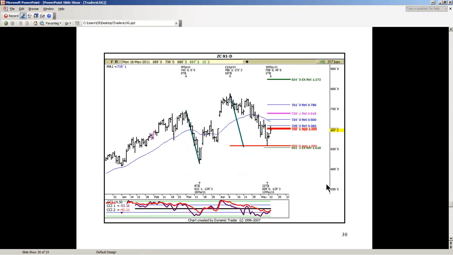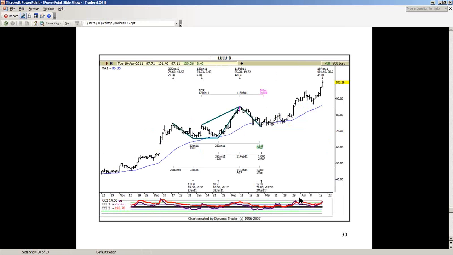Actually, I'd have to go back to my chart. I believe that we at least got up to this 761 area off of this low. So it was at least a buck. All right, let's see what else.